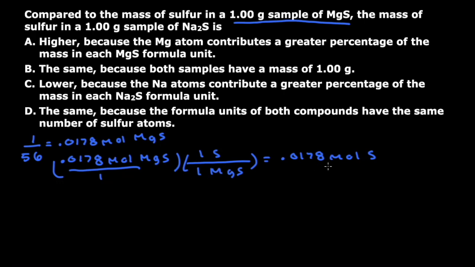And what we need to do now is go from moles of this to grams of this. And the way we do that is to multiply by the molar mass. And so if we take this 0.0178 and multiply by the molar mass of S, which is going to be 32, we're going to get 0.571, and that will be grams of just the S. And so this is the mass in grams of the S atom that I'm going to have in a 1 gram sample of this MgS right here.